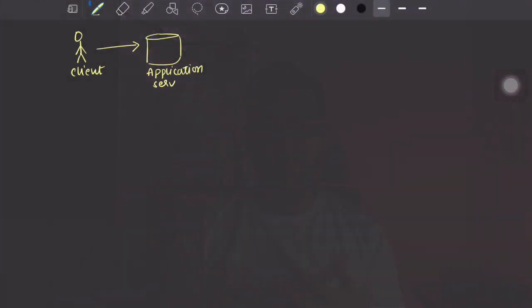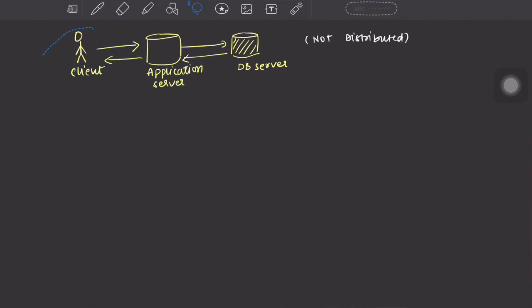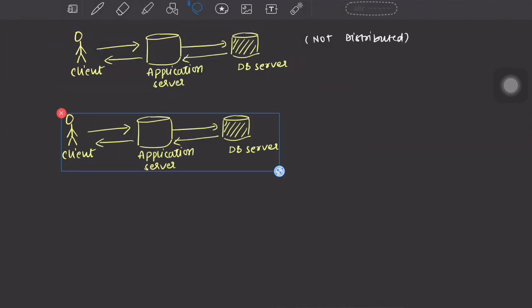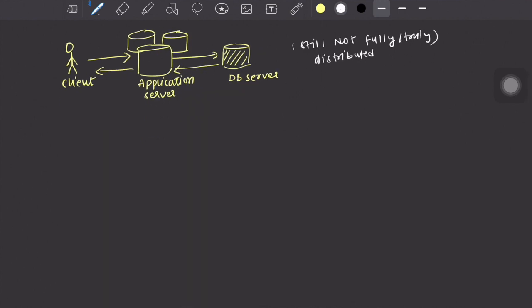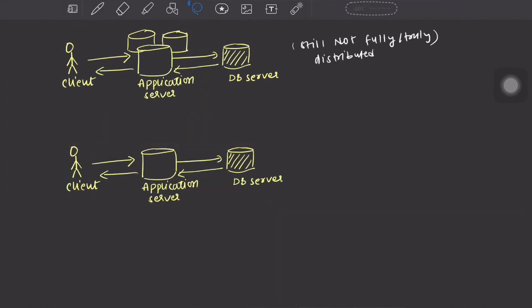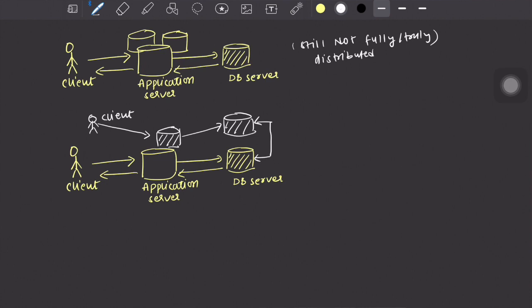A generic example of a single node architecture is a client connected to application server, which is then connected to our DB server. Here, the most important part of the system is DB node or DB server. This is a single server or single node here. Hence, even if we scale the application server horizontally, that means we add new servers but keep DB as single database, this will not be called a true distributed system.